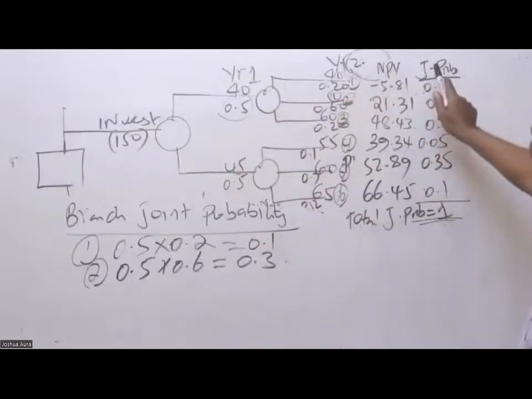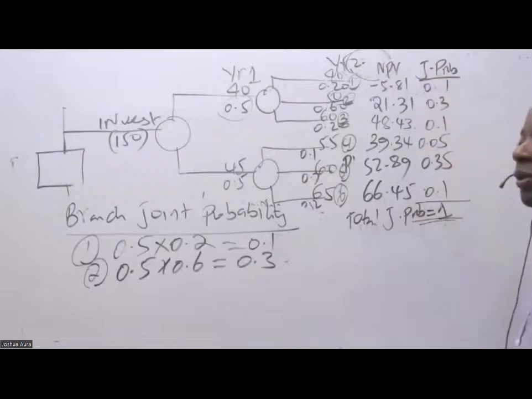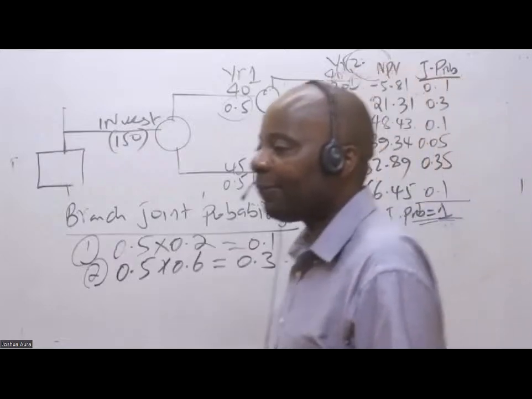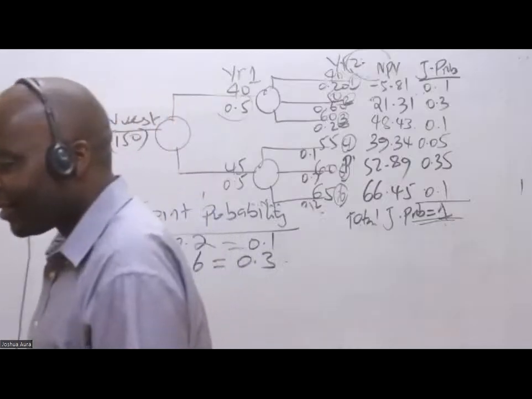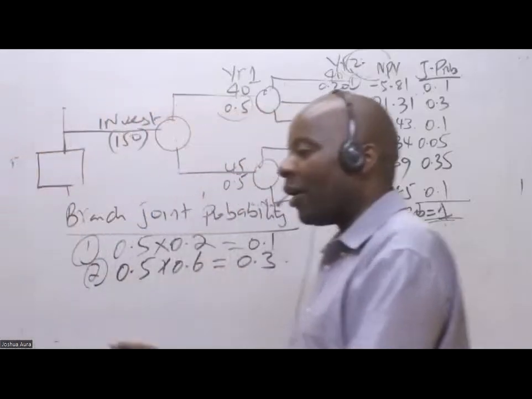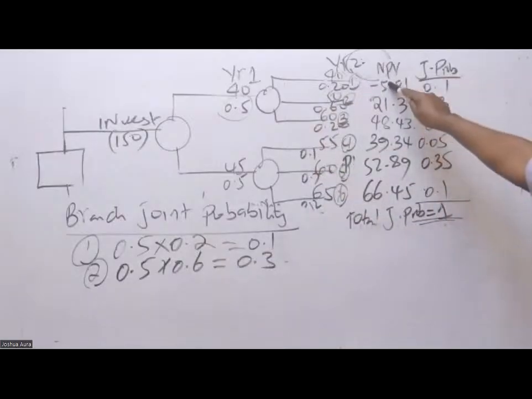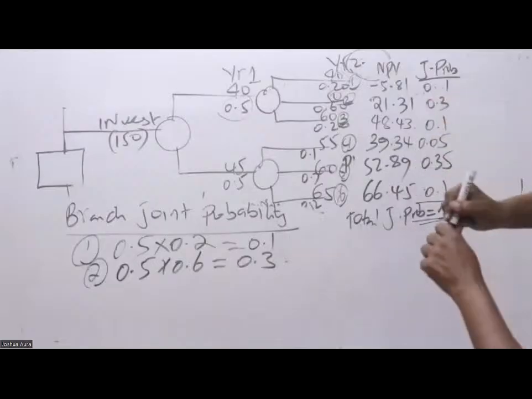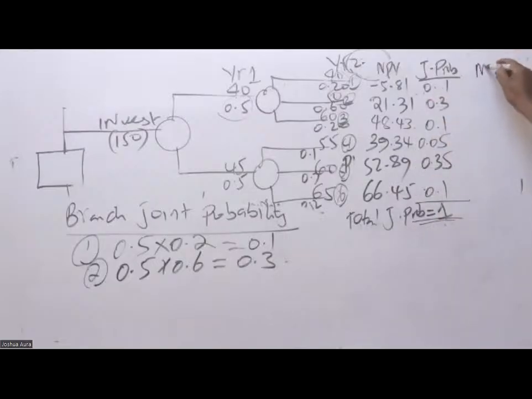So after getting the joint probability, what do you think will be the last step? Thank you very much, David. We need to take the NPV and multiply. So the last step: NPV times the joint probability. You multiply, you multiply, you multiply.